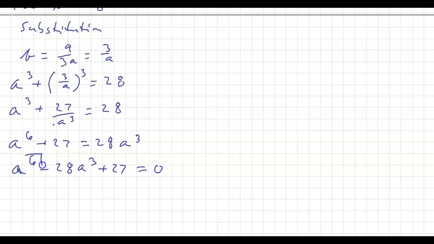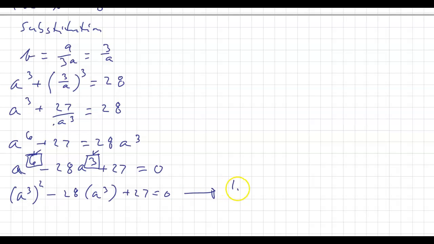And this is a 6th degree equation. And let's say I have enough trouble solving cubic equations. But in this case, this 6th degree equation has no a to the 5th, a to the 4th term, or a squared term, it just has these 3 terms. In general, if this exponent here is double this exponent here, we can rewrite it as (a cubed) squared minus 28 a cubed plus 27. If you watch part 1 of this, the quadratic equation video, you can see this is like u squared minus 28u plus 27 equals 0.